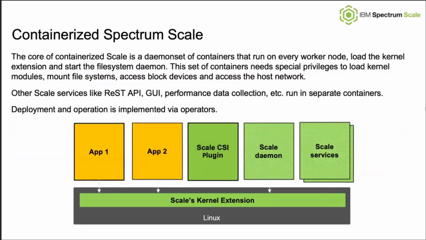These pods, however, need some special privileges to access and load kernel modules, to access and even mount the file system, or to have access to block devices and the host network. So at this point, these pods need to be privileged pods. Other services required for this entire solution to work, to provide persistent storage and management capabilities, such as the REST API, GUI, and performance data collection, run in separate containers. And deployment of this entire containerized Scale is managed through operators.